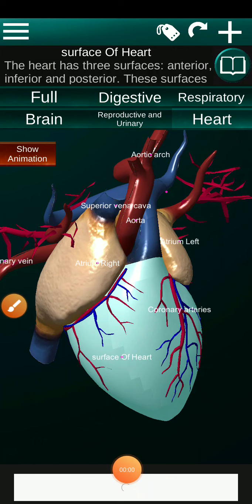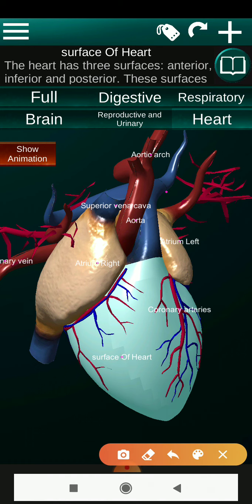Good morning, students. Today I have the 3D model of the heart. With the help of this 3D model, I will explain the structure and working of the heart. Let's start. The heart is divided into four chambers.